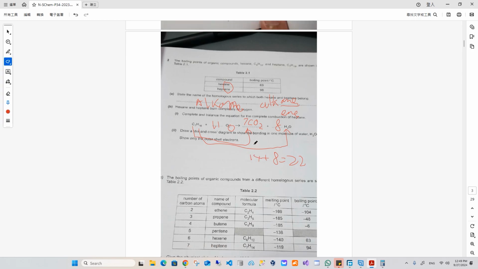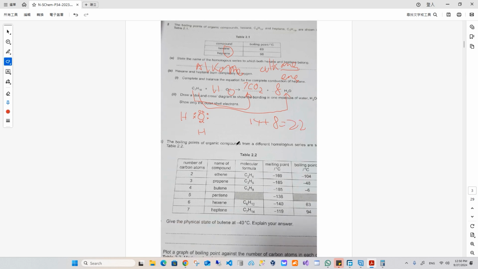Draw a dot and cross diagram that shows the bonding in one molecule of water, H2O. Show only the outer shell electrons. Hydrogen, oxygen, and hydrogen. I'll draw it in an L shape because of the lone pairs. For the dot and cross diagram, I choose my oxygen electrons to be dots and crosses. That's why I draw it in an L shape. The crosses are from hydrogen, and there's sharing of electrons. Done.